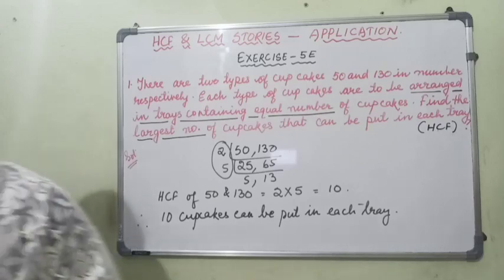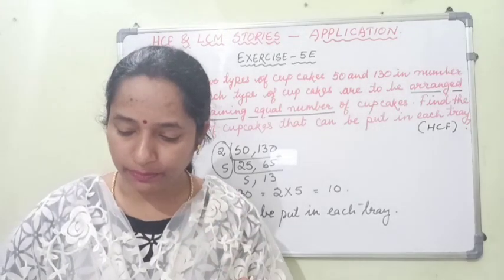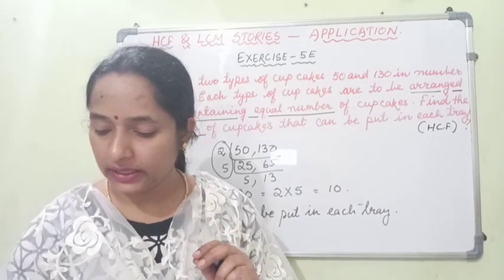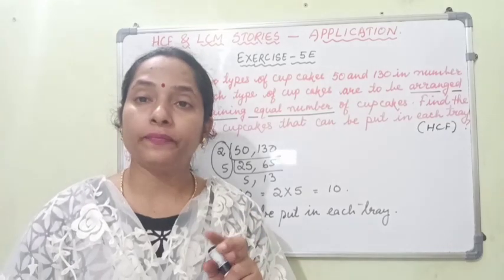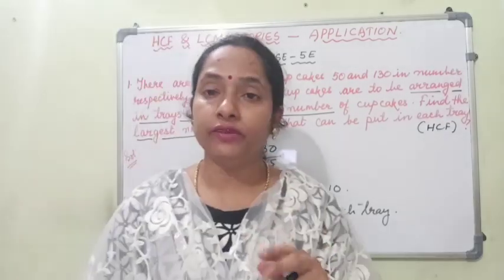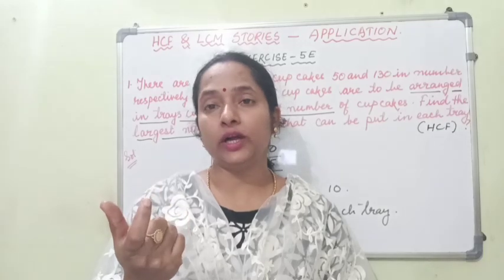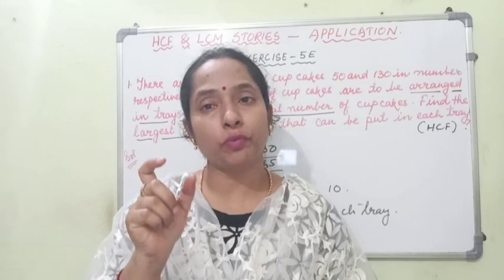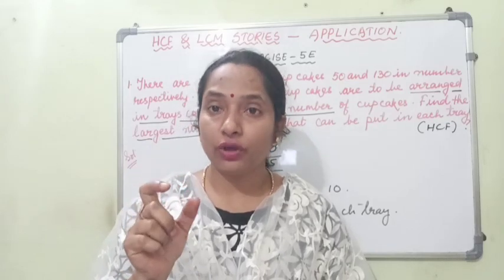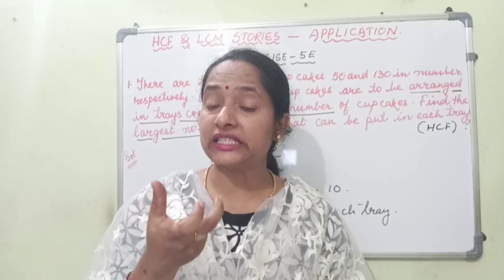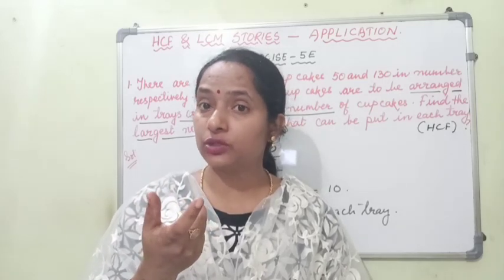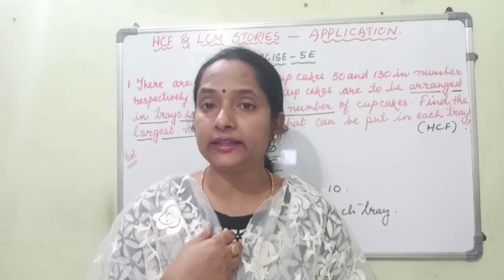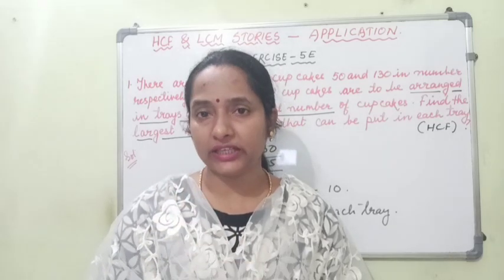The next question: find the longest possible length of the stick which can be used to measure exactly. See, again we have a keyword: find the longest possible length. Underline it. The longest possible length is the keyword. Where we need to find the biggest, maximum, greatest or longest one, in order to find the longest length we have to find the HCF of the given numbers.